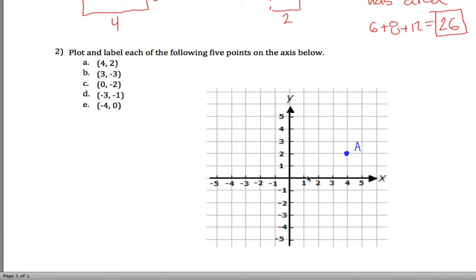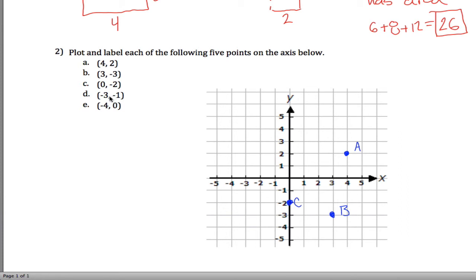And you can do that same idea for the rest of the points. 3, negative 3 means my x is 3 and my y is negative 3. So B would be right here. C is 0, negative 2. This one's a little tricky. 0 is my x, so it's right in the middle. But the y is negative 2, which means I'm right down here.